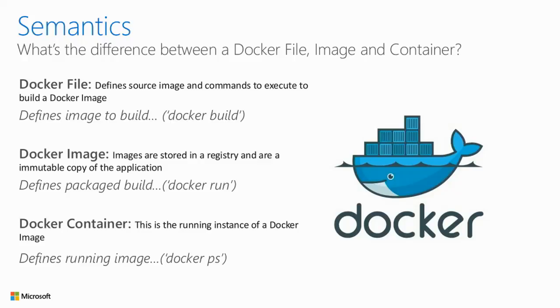When you run a Docker build against the Docker file, Docker build takes the file, executes the commands, and then it outputs a Docker image, which in the Linux world is effectively like a tarball or a zip file.